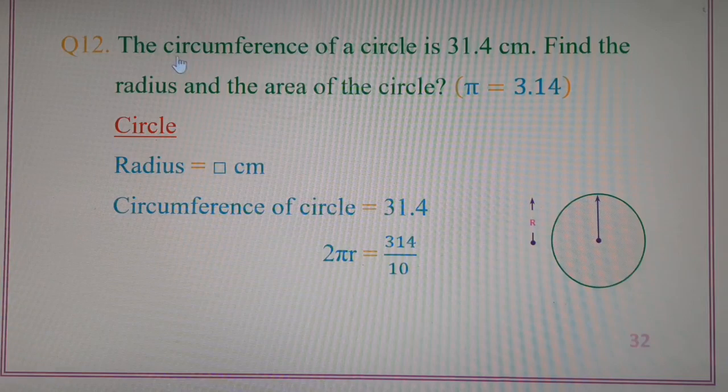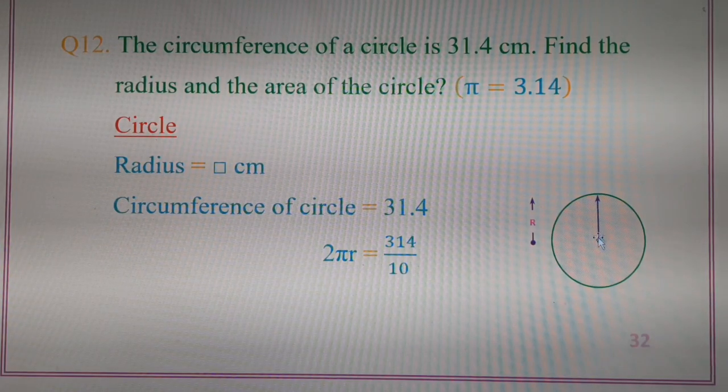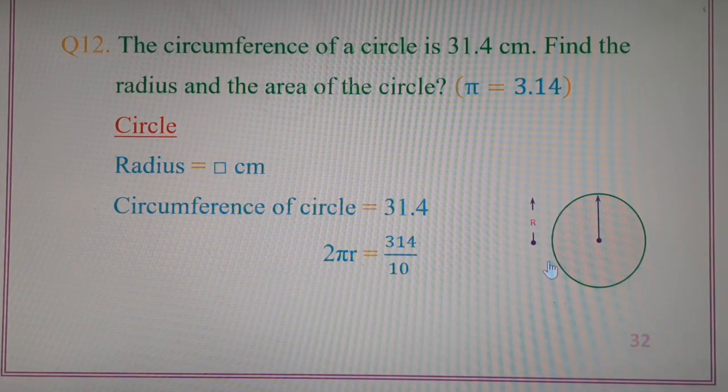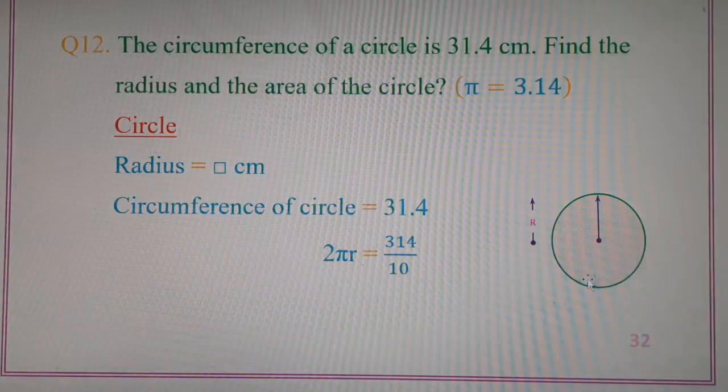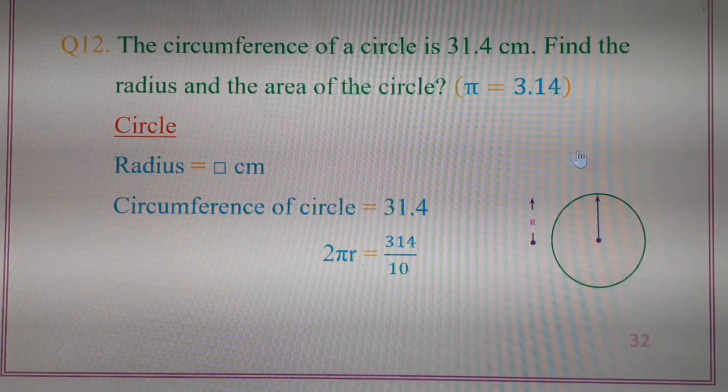In the 12th example, the circumference of the circle is given as 31.4 centimeter and we have to find the radius and area of the circle. Here, radius of the circle is not given and area of circle is not given. Area is the space occupied by the internal region of the circle, and circumference means the boundary length, or the perimeter of the circle. When we travel around the boundary of this circle, we'll get the circumference of the circle, which is also known as perimeter of the circle.